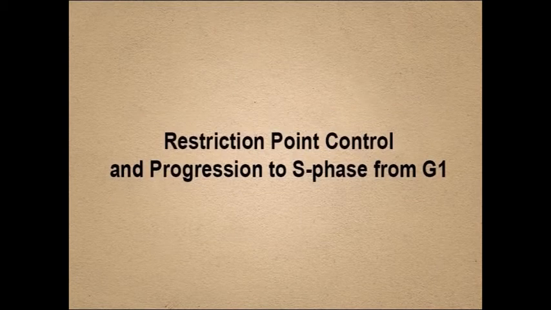Now there are some restriction point controls and progression to S phase from G1. The regulation of transition of cell cycle from G1 to S phase is very important for the onset of cancer. In normal cells, presence of enough mitogen stimulation is required for the progression to S phase. Otherwise, the cell withdraws from the cycle into a resting state called the restriction point. Cancer cells abandon these controls and tend to remain in cycle. They also avoid maturation and terminal differentiation of cells.